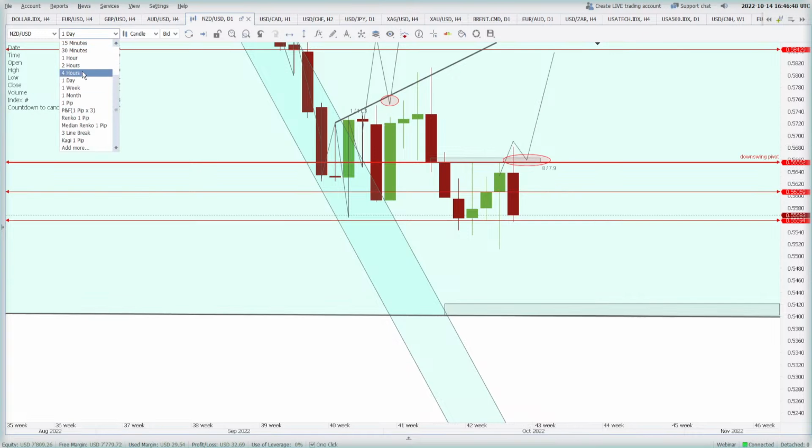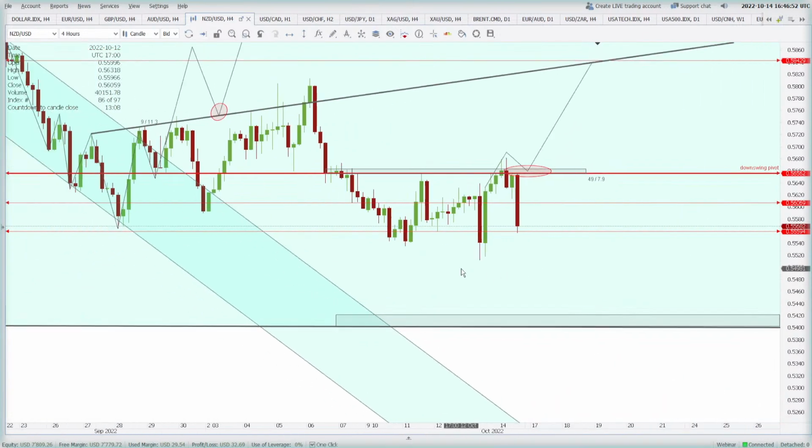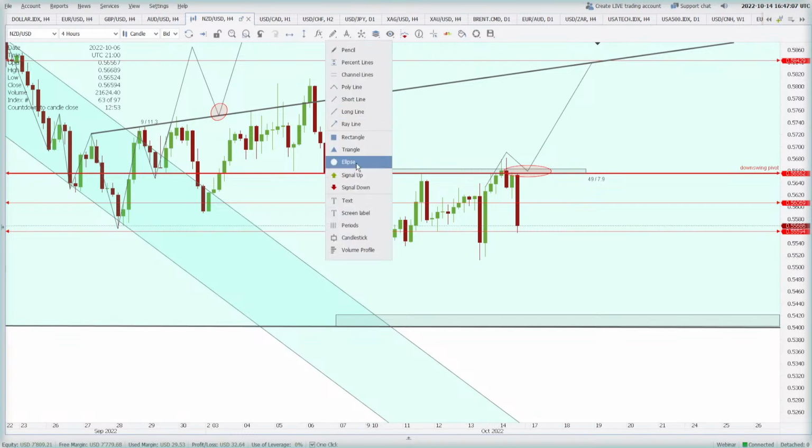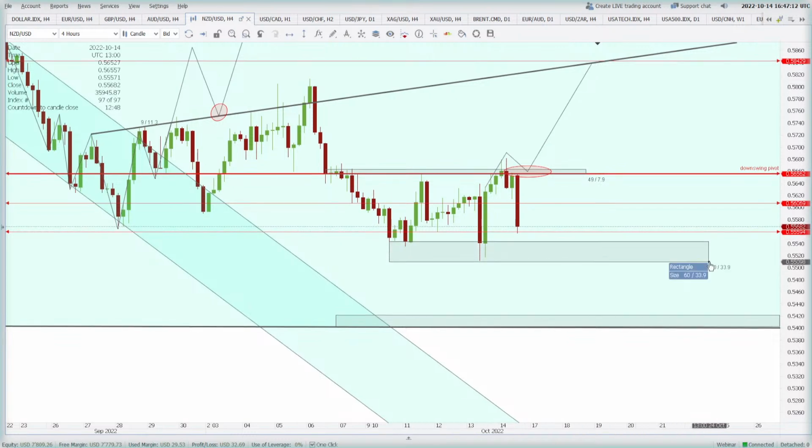Oh man, I think we should switch to 4-hour. This is interesting. We had a downswing pivot, this one, and this has been breached today, and now the price is still trading above the low of yesterday. So I think this is an area which you should keep an eye on, this one here, because this will act as a good support for the price if the price comes in this region.